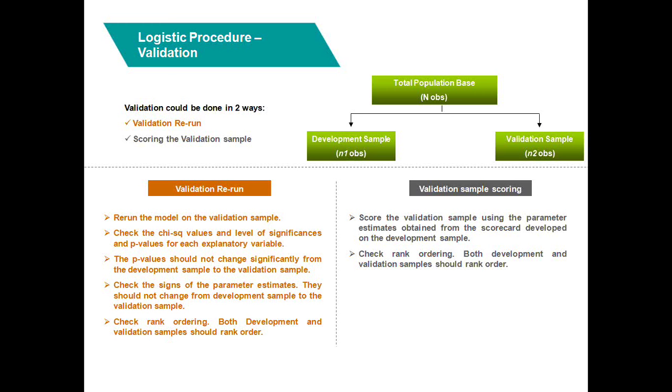Validation sample scoring is another thing. Rather than running the code again for validation, we can score it. Score the validation sample using the parameter estimates obtained from the scorecard above, run the rank, and check the rank ordering. Both the development and validation samples should have the same rank order.